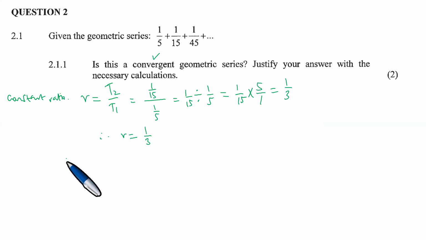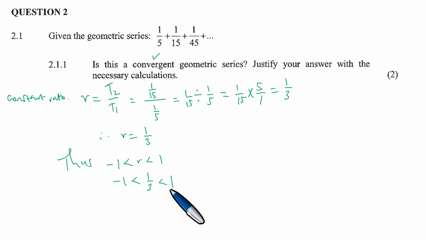Right, with that said, thus we have that at the end of the day, the common ratio must lie between -1 and 1. Okay, we happy? So because 1/3 is 0.3 recurring and lies between -1 and 1, the conclusion therefore is that the series is convergent.